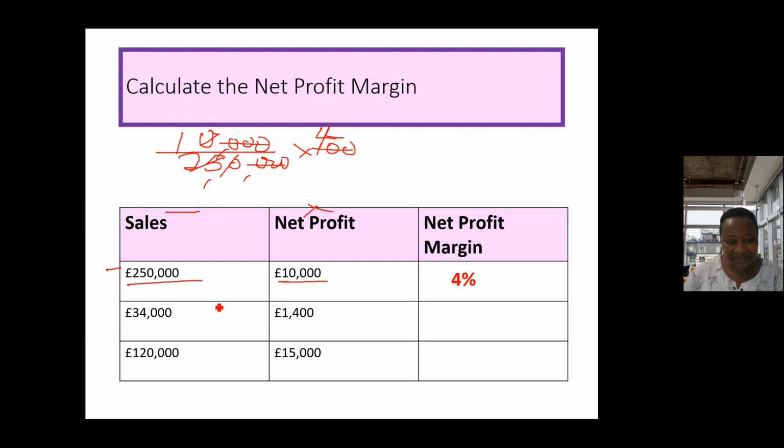Okay, so do you want to pause the video and give the last two a try? If you try that, the second one will be 1,004. So this over this, and you multiply by 100, and you should have 4% as well. And the other one also is 15 divided by 120,000, multiply that by 100, you have 12.5%. So you see that for every £1 that is being sold by this business, you're making 4p. Here you're making 12.5, so 13p for every £1 that is being sold.